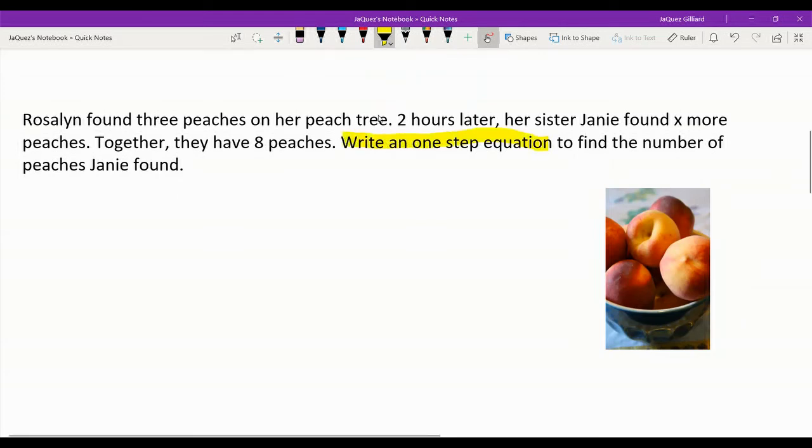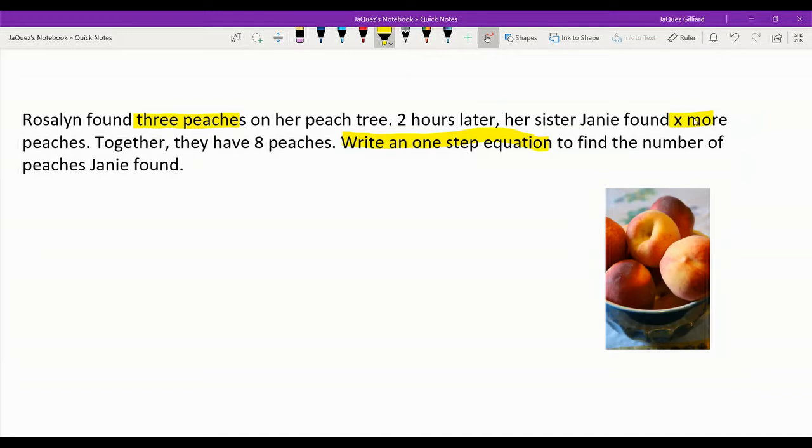So now let's go back and just mark up the problem if you wish, just to figure out what's important. Okay, so in that first sentence it says Rosalind found 3 peaches on her peach tree. Now we're trying to figure out the number of peaches Janie found, and we know that the amount that Rosalind found is very important. So Rosalind found 3 peaches, so we highlight that. 2 hours later, her sister Janie found X more peaches.